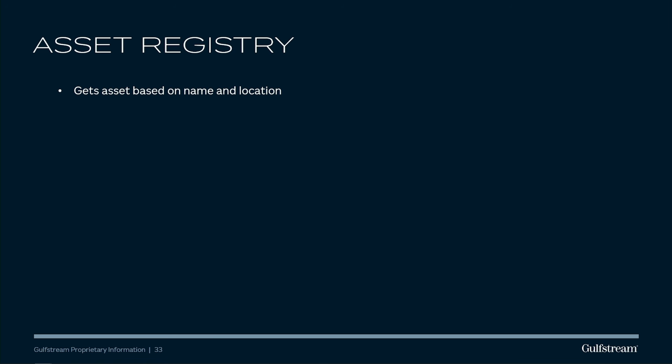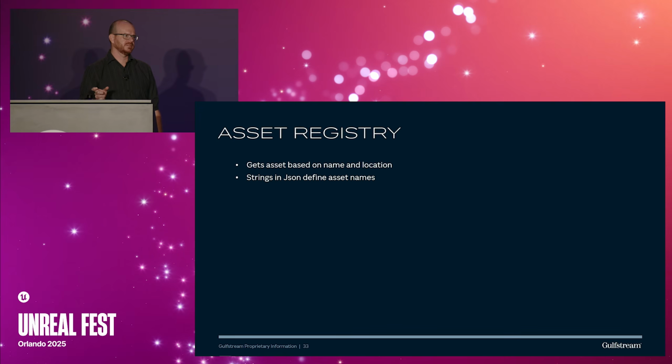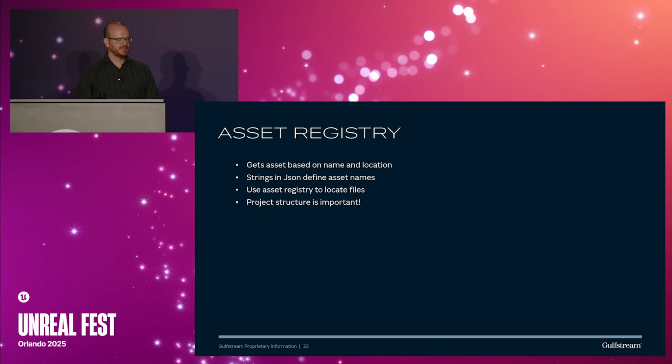The asset registry you can utilize to basically pull an asset based on the name and location. So anything that's in your content browser, even if it's not loaded in the scene, you can just pull that right out. You don't have to use variables or anything like that for it. So we define the name of the asset within the JSON file. That's how we use the data file itself to drive what we pull and bring into the app. And it basically just locates the files.